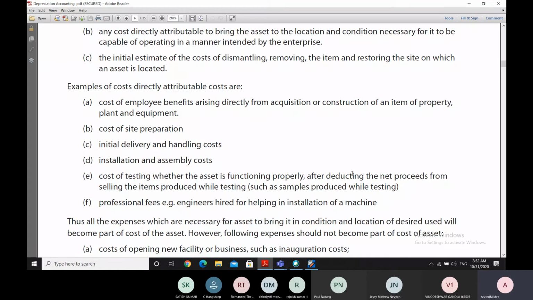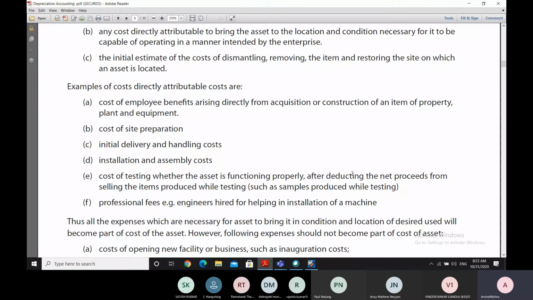Because when we find out the cost of the testing of the machine, during the test also some item will be produced or manufactured. So when that item is produced or manufactured, we see the selling price of that item and we reduce that proceeds from the selling of the item, and thereby the original cost of testing will get reduced by the sales proceeds of the items produced while testing, such as whatever samples are produced while testing, those samples will be sold at the price at which they are sold, that will be reduced from the cost of the testing.